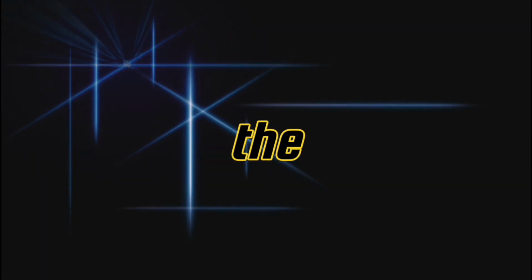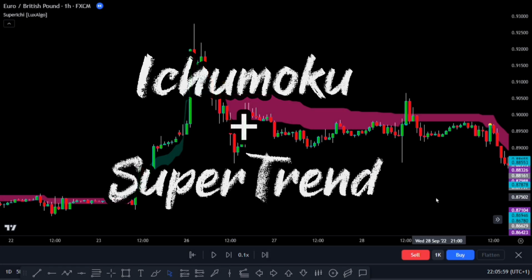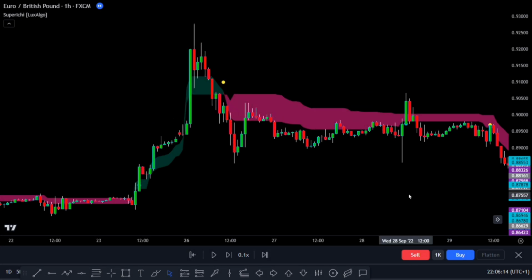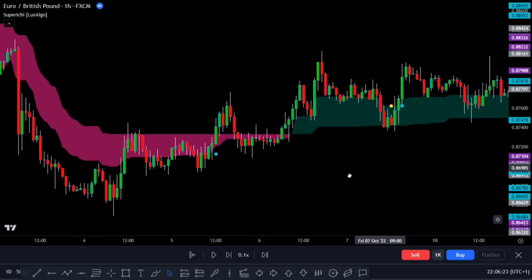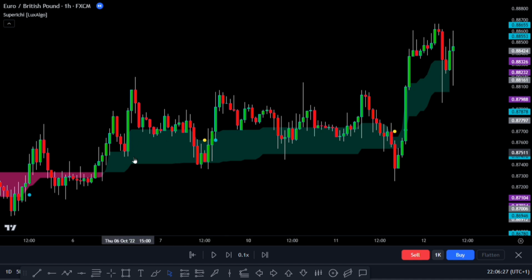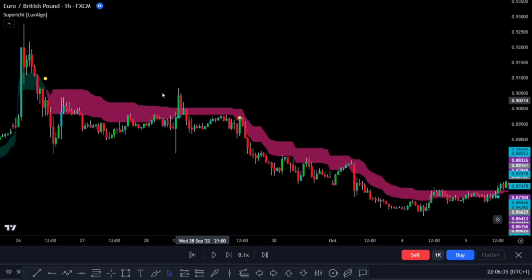Now, let's talk about the Super Ichi indicator, which is a powerful combination of 2 famous indicators, Ichimoku and Super Trend. This clever tool helps us detect trends in the market and makes it easier to understand what's happening. When we see the cloud in green, it's a sign that it's a good time to consider buying in the market. On the other hand, if the cloud changes to pink, it's a signal that it might be a good time to think about selling.